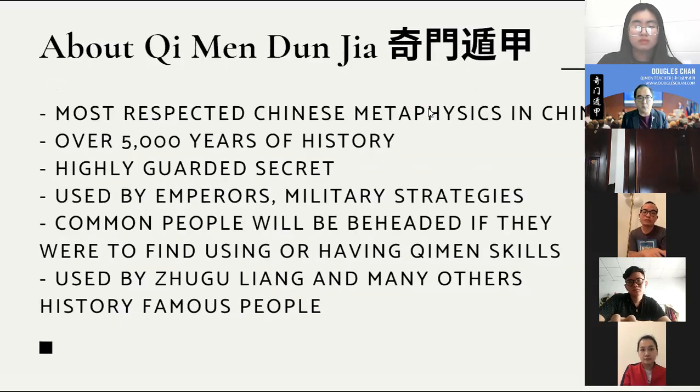Next, Qi Men Dun Jia is the most highly respected metaphysics in China with over 5,000 years of history. It's a very highly guarded secret because in the emperor's time, they used this for military strategies, to decide and win wars and battles. Just for your information, it's only about 30 to 40 years ago, around 1990, that it got a little more popular. With 5,000 years of history, it's only in the recent 30 years that it became a little popular.